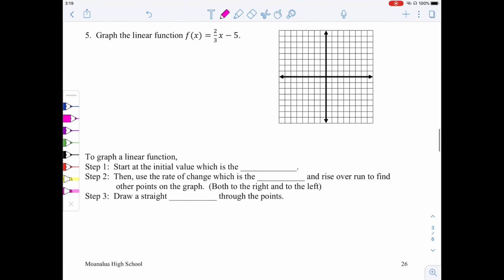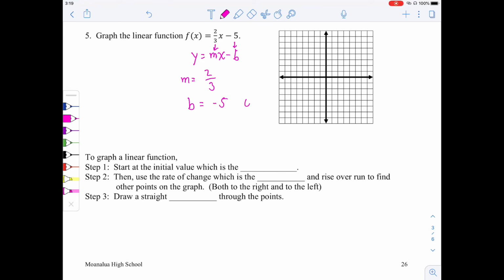Okay, number 5, we're going to graph the linear function f of x equals 2/3 x minus 5. So again, we're going to relate it to our y equals mx plus b, our slope-intercept form. And it matches up. You can automatically tell what the slope is. So our slope is 2/3. We can tell what the b is, our y-intercept, which is negative 5. So that's going to be (0, -5) on a graph.